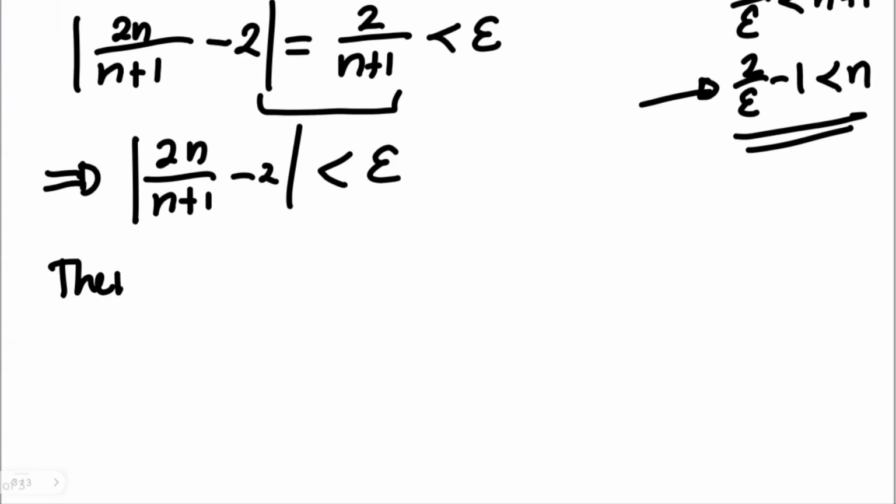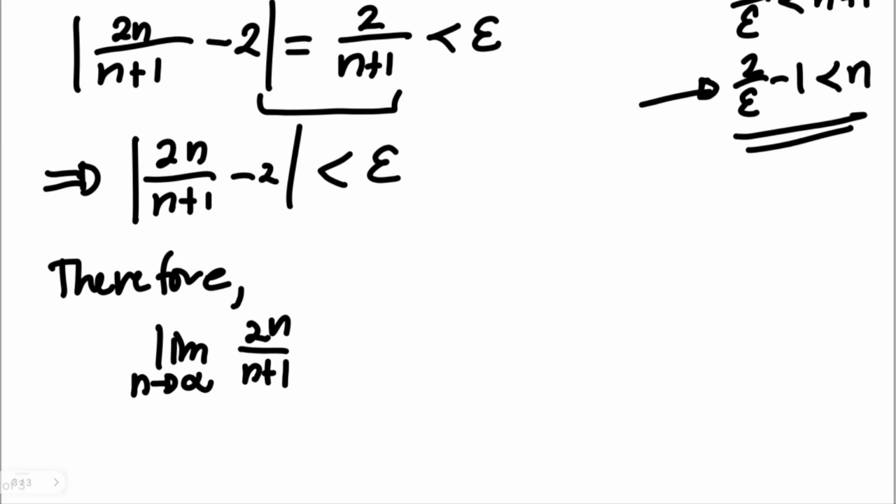Therefore, we can now say that the limit of the sequence 2n over n plus 1 as n approaches infinity is equal to 2, because we have established this already. This is the end of the proof.